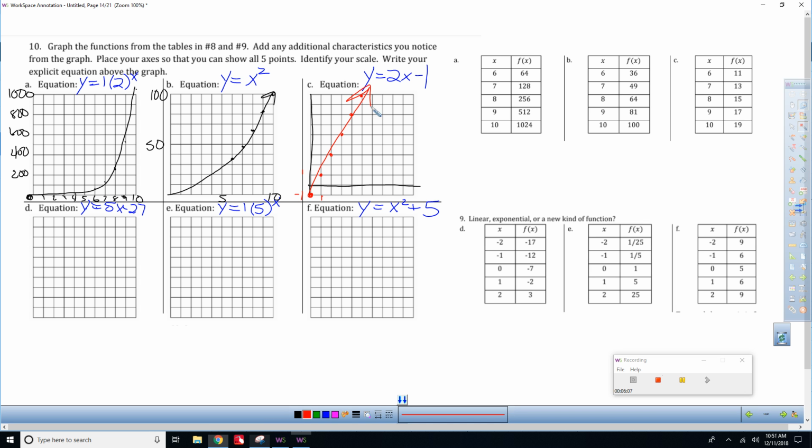All right, y equals 5x minus 27. Let's just use the table. So we've got to go up. So I need to put our axes here. Oh, wait a minute. I'm wrong. It's not 27. No, oh yeah, 5x minus 7. Okay, so we got that equation wrong. Let's fix it.